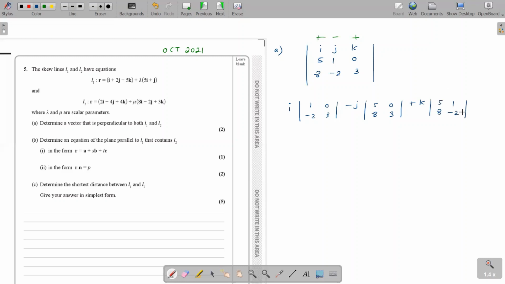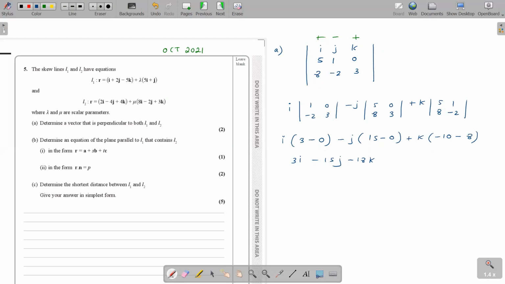Are you with me? So then I get here i times 1 into 3 is 3 minus 2 into 0 is 0, minus j times 5 times 3, 15, minus 8 times 0 is 0, plus k times 5 times minus 2, minus 10, minus 8 into 1 is 8. So when I simplify, I get 3i minus 15j minus 18k.